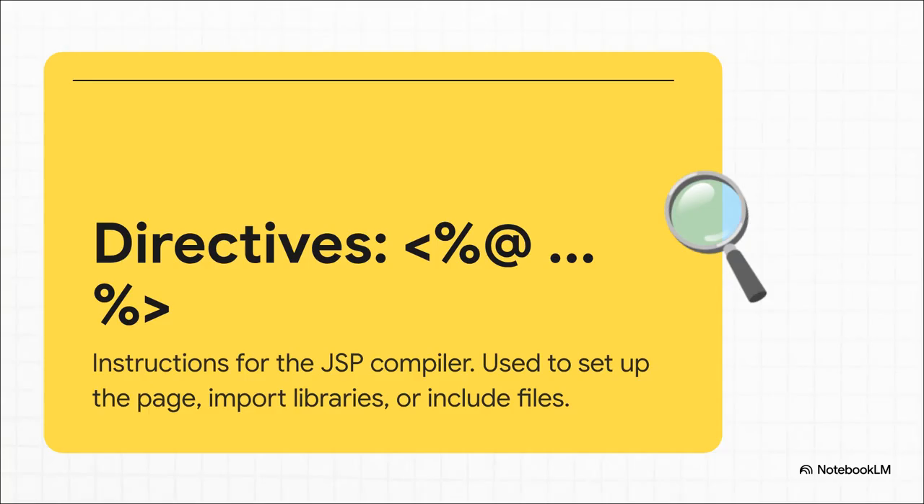First up, you've got directives. The easiest way to think about these is like stage directions for the server. They aren't actually part of the show the audience or the user sees. Instead, they're instructions for the JSP compiler, telling it how to set the stage. Things like, hey, import these code libraries, or make sure the final page is treated as an HTML file.